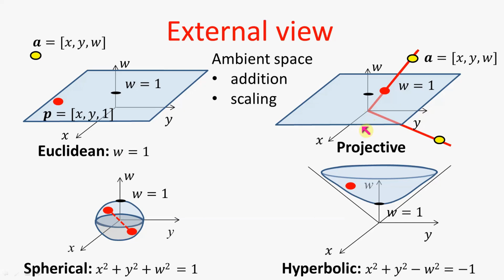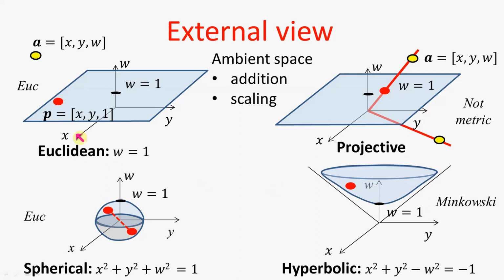In the case of the projective plane, however, we say that points of the projective geometry are in fact lines in the ambient space that go through the ambient origin. Or in other words, all points on these lines are equivalent. They are identifying the same point in projective geometry. There is one additional issue. Euclidean, spherical, and hyperbolic geometries are metric, so we have the notion of distance and angles. So we need the concept of scalar product in ambient space as well.